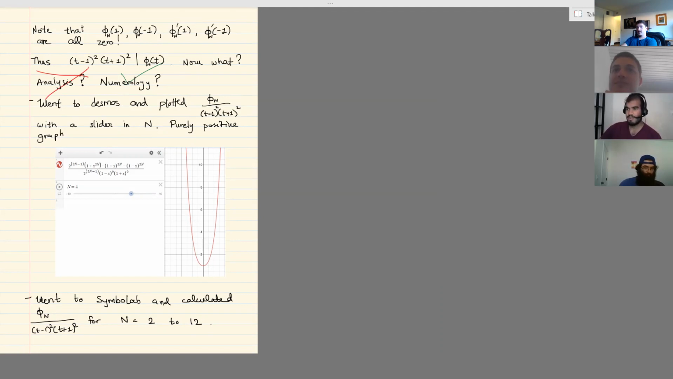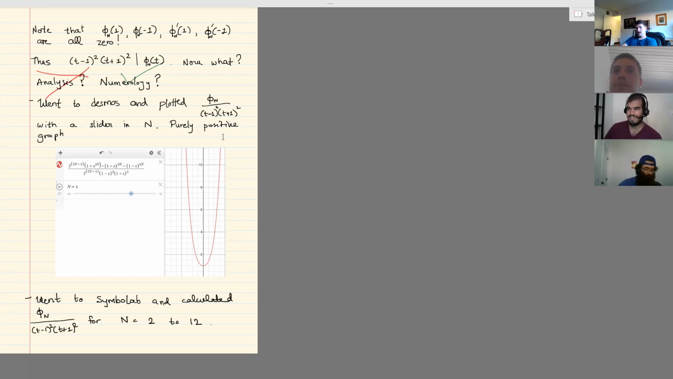Basically what I did is I went to Desmos and plotted phi sub n divided by this polynomial. So I removed at least some of the roots. And then I put a slider in n. And what I saw was a purely positive graph as I let n vary. You couldn't make n very big, but you could see through numerology that after you quotient it out by this, it had to be a positive polynomial.